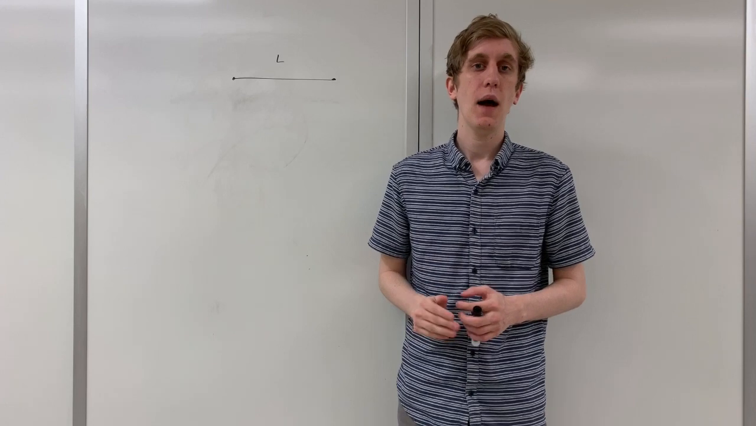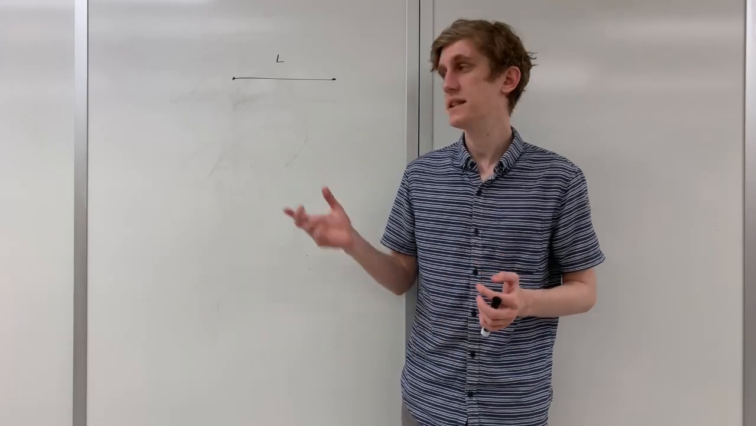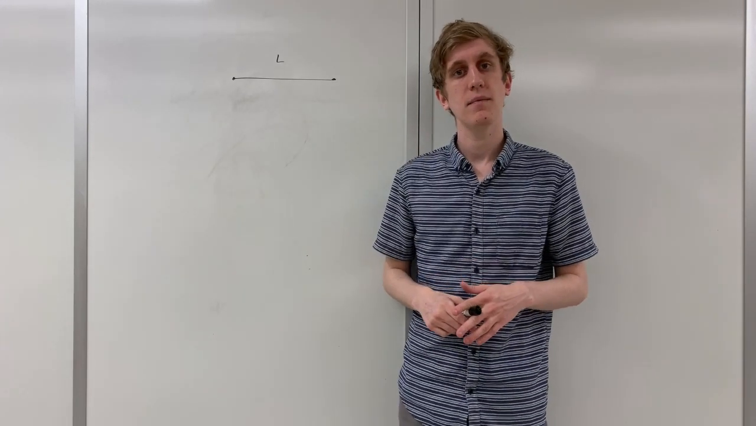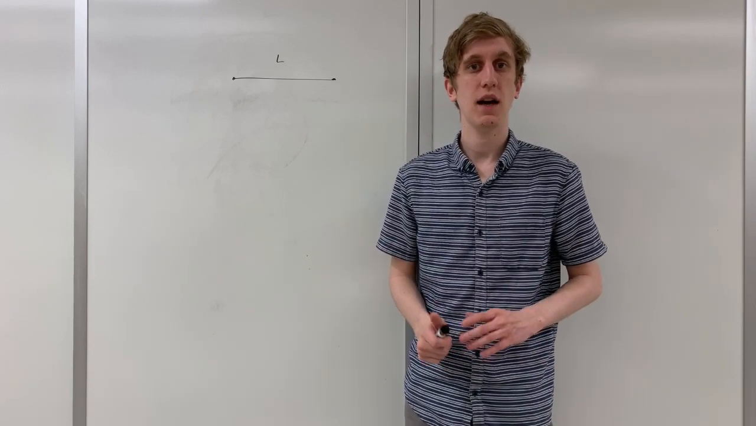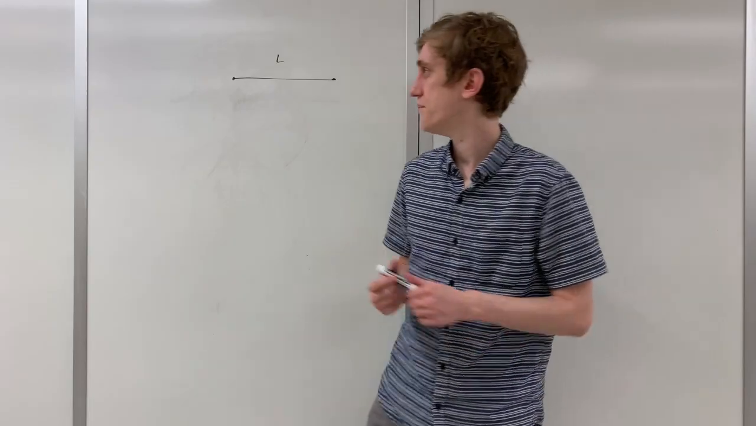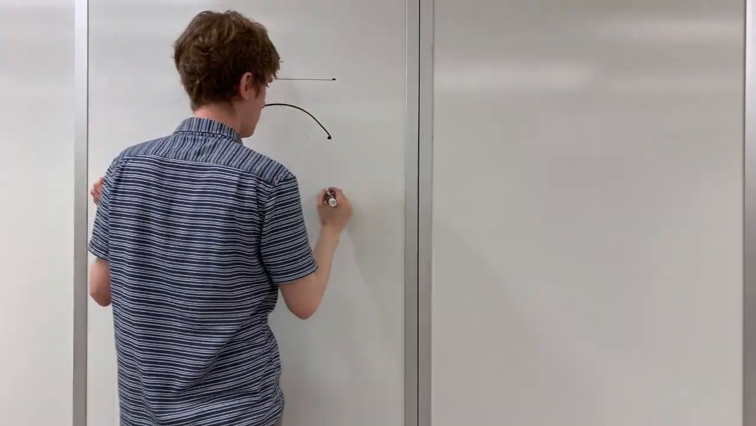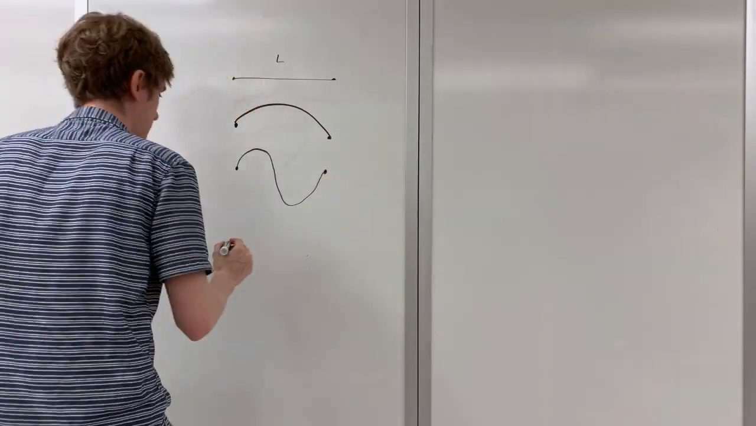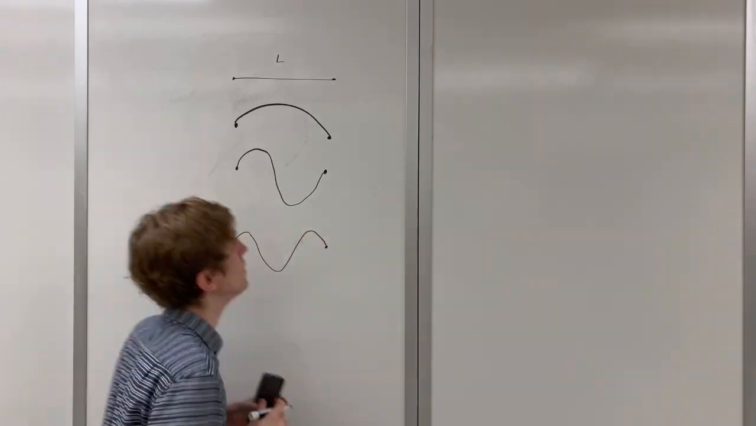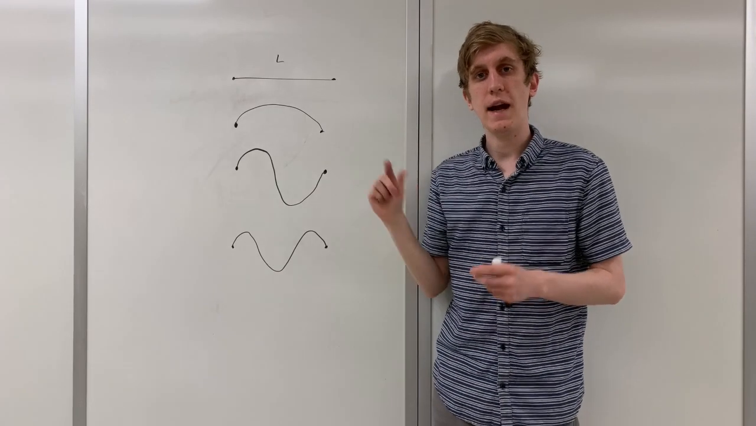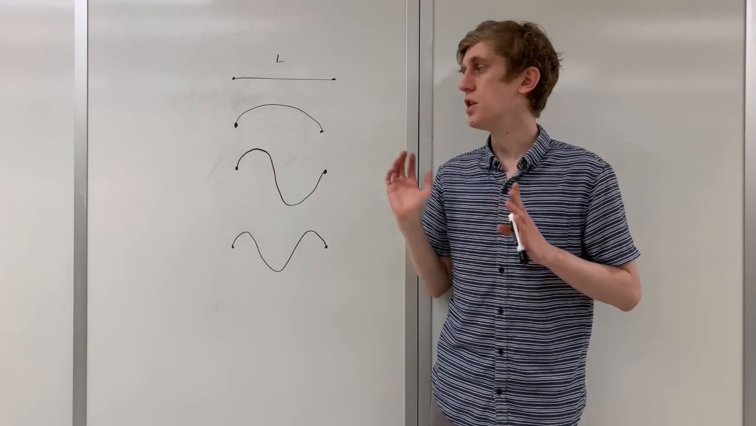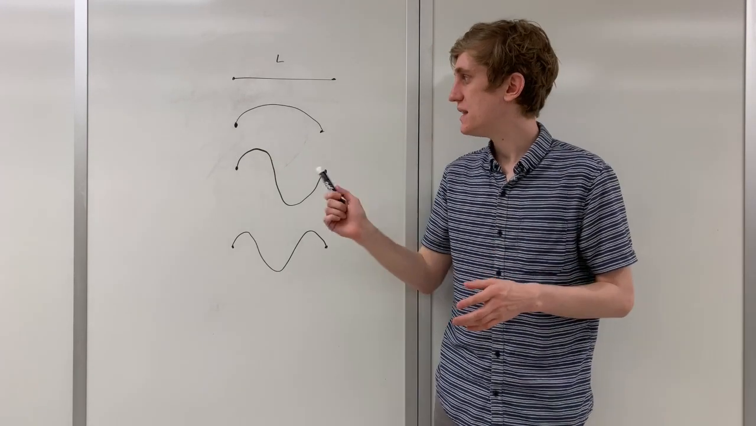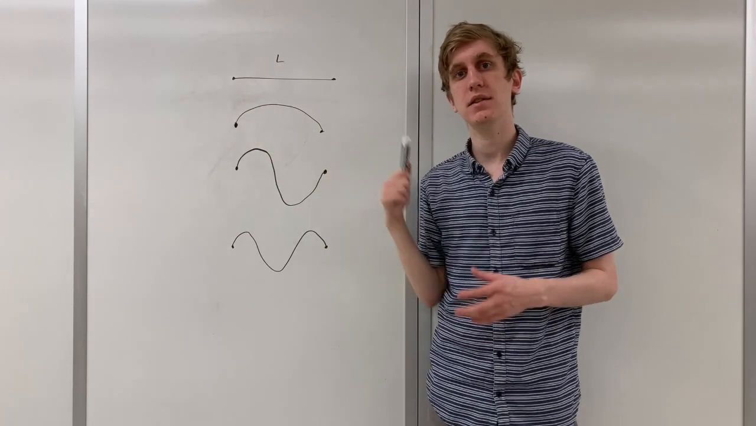To do that, I'm going to draw a few waves that satisfy this requirement. Then we're going to see if we can figure out a pattern between the wavelengths of these individual waves. This first wave is known as the fundamental mode of the string. It's the longest wavelength that can still have a node at both ends.